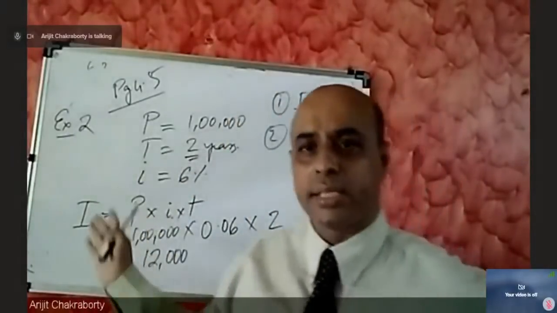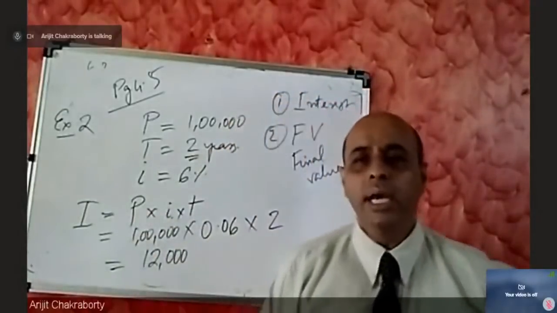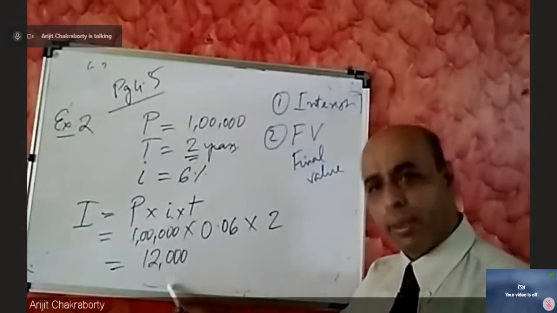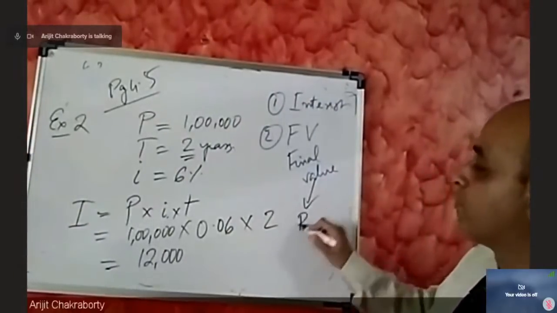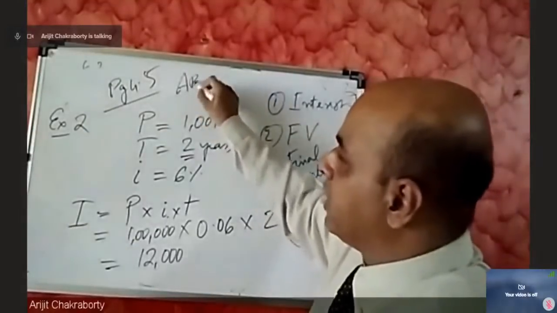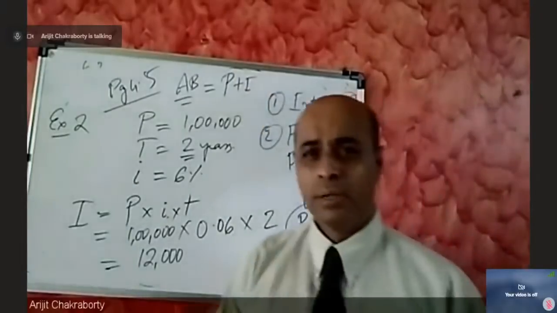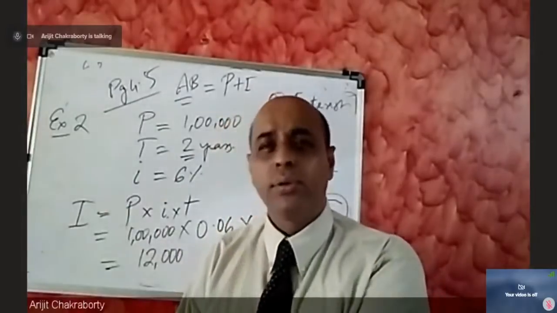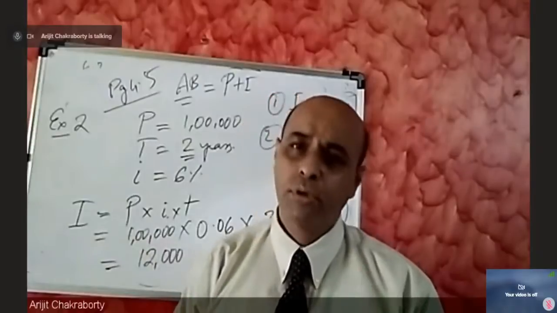So Sachin has invested this money, 1 lakh rupees for 2 years at the rate of 6%. So his total interest which he earns in 2 years is 12,000, number one. And number two, his final value is how much? His final value is principal plus interest. Because we know that AB, accumulated balance, is equal to principal plus interest. The principal amount with which you started and the interest which you are earning on the principal amount, if you put together, you get the accumulated balance.